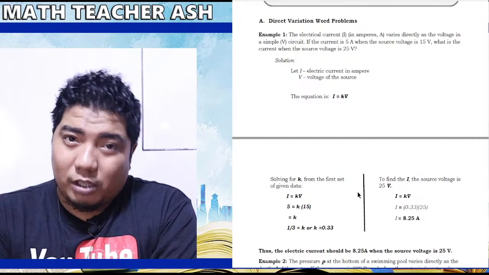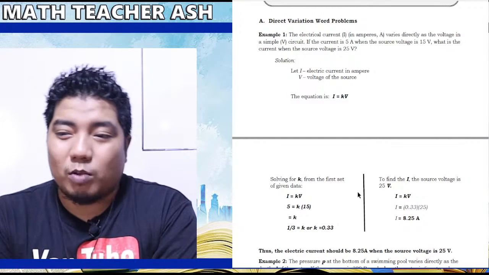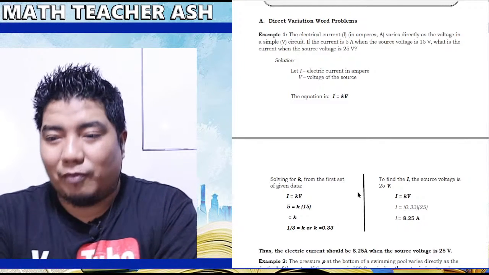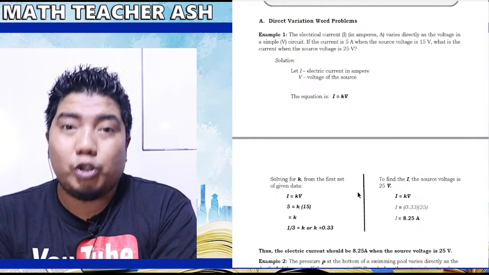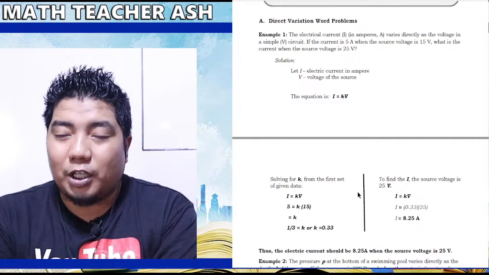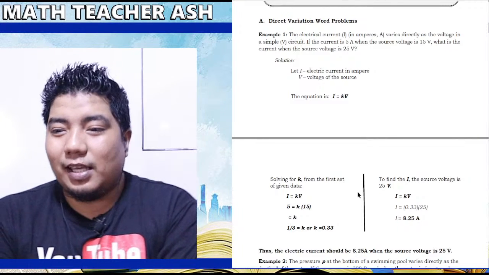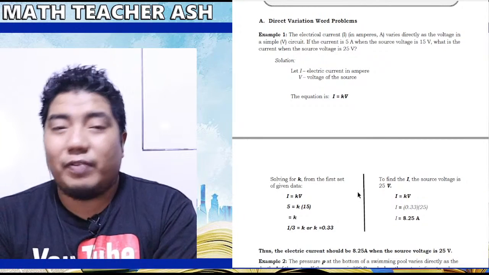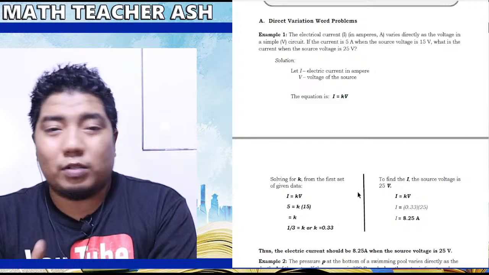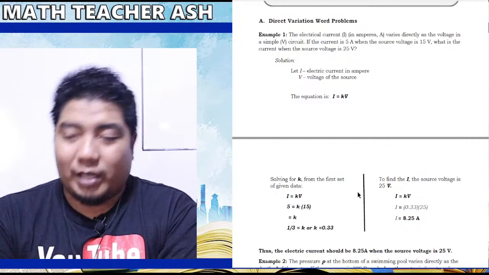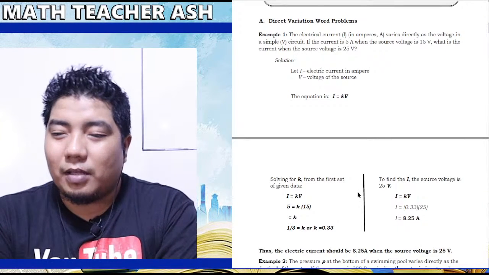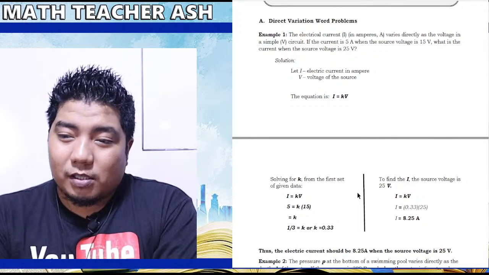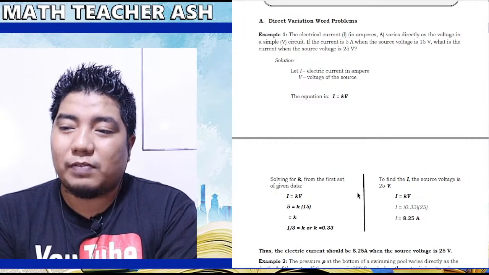But, of course, if ever in the given, binigay na agad kung ano yung mga letters, you can always start with the translation itself. So, ano yung translation? Yun yung equation. So, since this is a variation, so we have I is equal to kV, where k is the constant, I is the current, and V is the voltage. Okay. So, next mong gagawin is to solve for the k. Of course, ang unang binigay na statement is 5 amperes. You will get 5 amperes when the source voltage is 15.